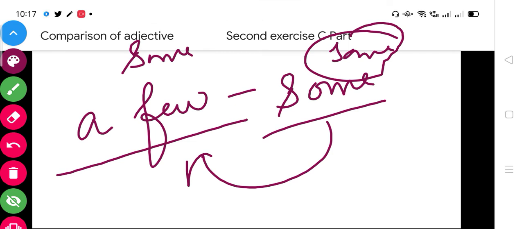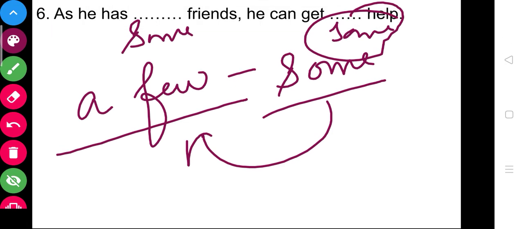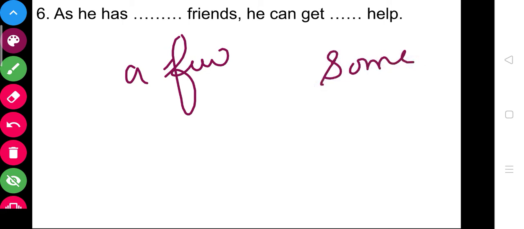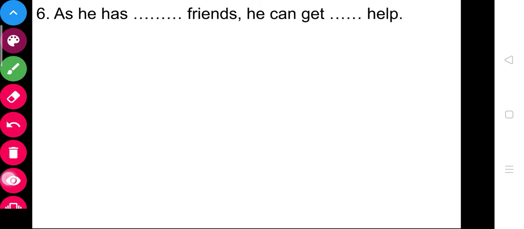Here some is depicting the quantity of the help, like how much of the help somebody can give. He can get some help. Here we can't say a few help. On the other hand, as he has a few friends, a few is equal to some. We can say, as he has a few friends, he can get some help. We can't change the second one, it would be some only. So that would be the reply for the sixth question. I hope it is clear to you.